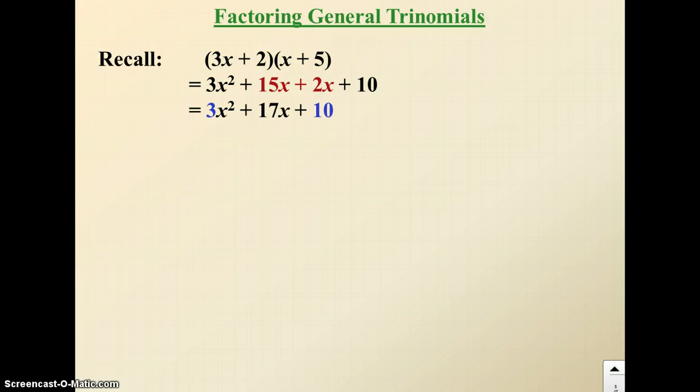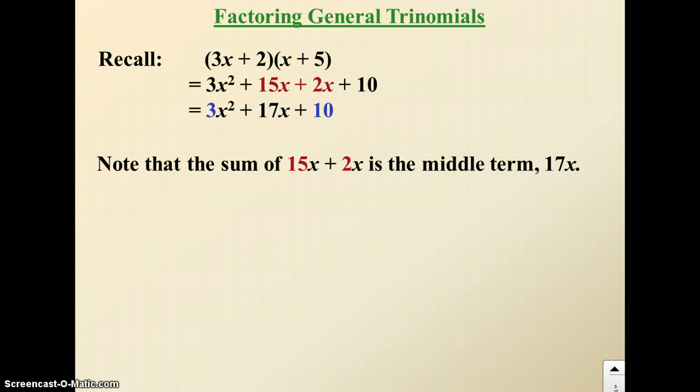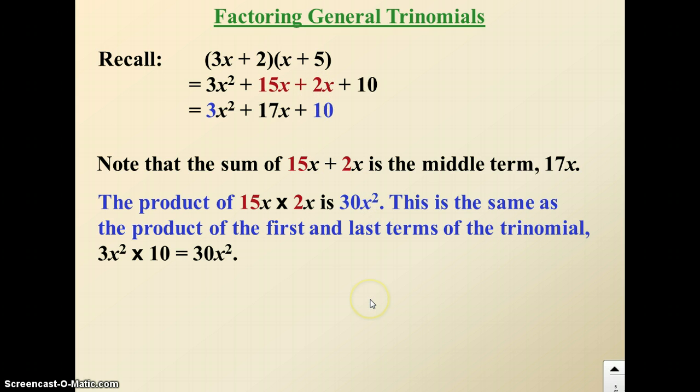We call this a complex trinomial because the coefficient in front of the x squared term is no longer 1. It's something other than 1. Note that the sum of 15x and 2x is the middle term 17x. Also note that the product of 15x and 2x is 30x squared. This is the same as 3x squared times 10, or the first times the last term of our trinomial.